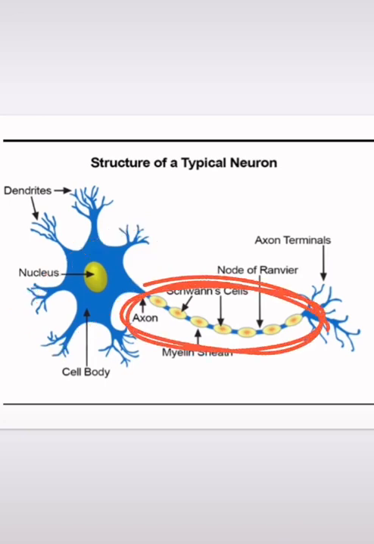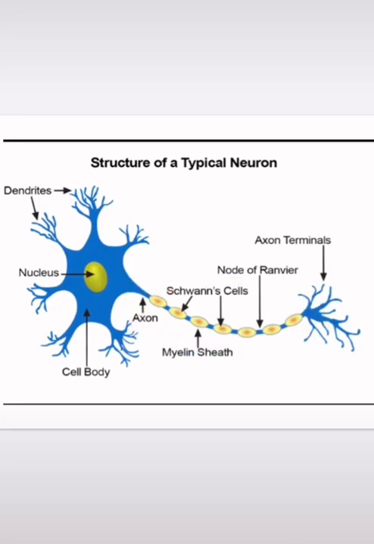Then we have the axon, which is the long appendage where the action potential travels. Before we get to the axon, we have the axon hillock, which is the cell body transitioning to the axon, and that is where the action potentials are initiated. Then we have the nerve terminal and the synaptic bouton.